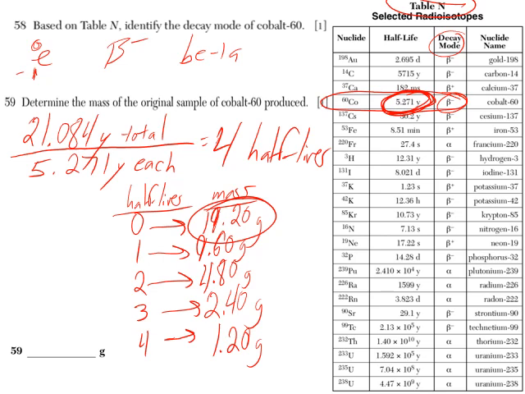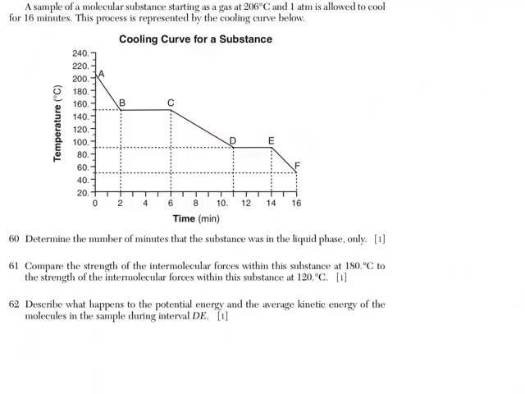We start with 19.2, and then we cut it in half 4 times, going to 9.6, 4.8, 2.4, and finally 1.2 grams. But our answer is the original amount, so that is the 19.2 or 19.20, either one. But that is our original mass of the cobalt-60.